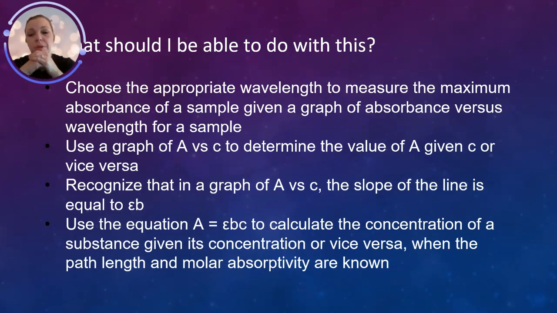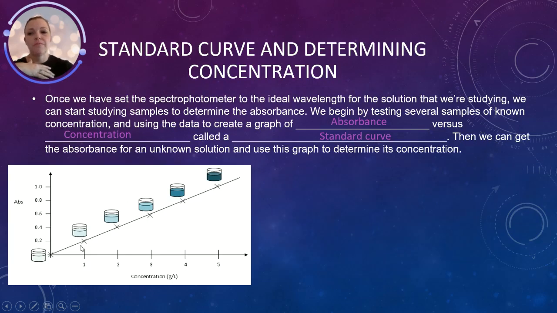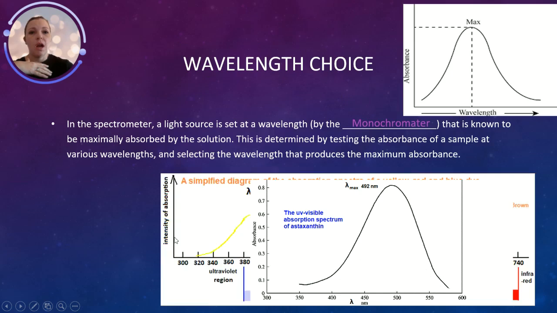That's it. So what should you be able to do with this? Well, first of all, choose the appropriate wavelength to measure the maximum absorbance of a sample, given a graph of absorbance versus wavelength for that particular sample. Number 2, use a graph of absorbance versus concentration to determine the value of A if you're given concentration, or vice versa. Now, this next thing is a fact that I believe I forgot to tell you, but recognize that in a graph of A versus C, the slope of the line is equal to the molar absorptivity times the path length. So like here, this slope is that middle portion of Beer's law.